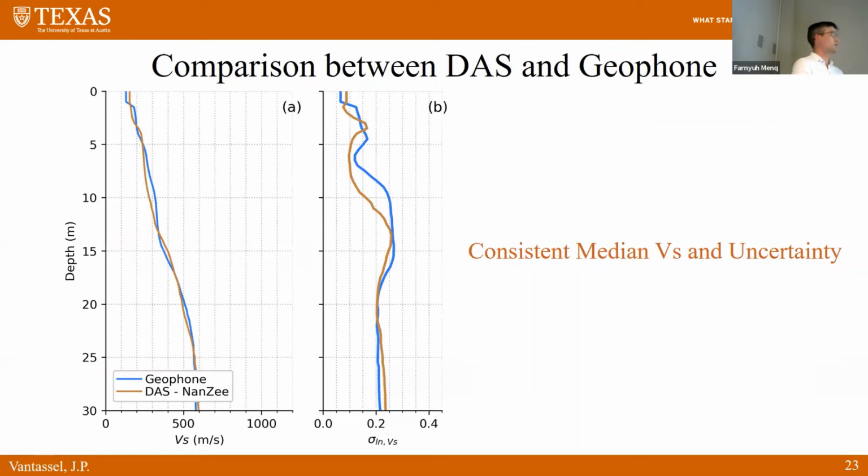And of course, we can compare those between the geophones and the DAS, and we see consistent estimates of shear wave velocity as well as the uncertainty that we get from both.